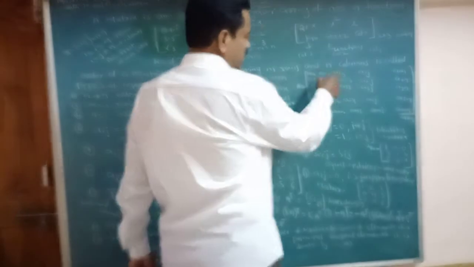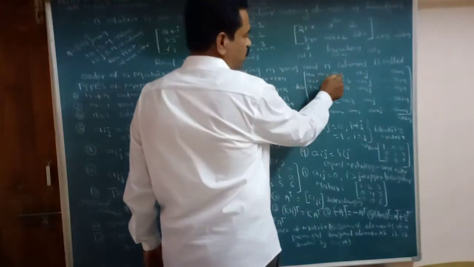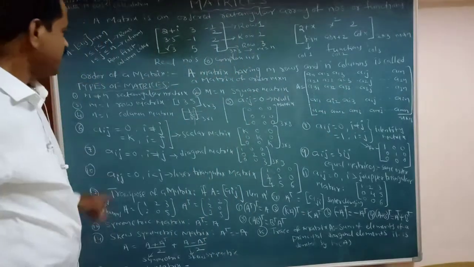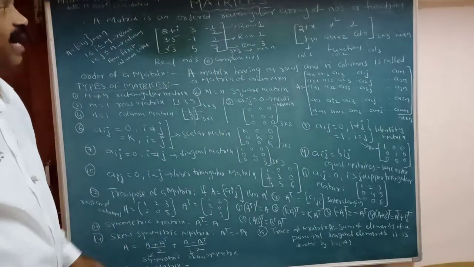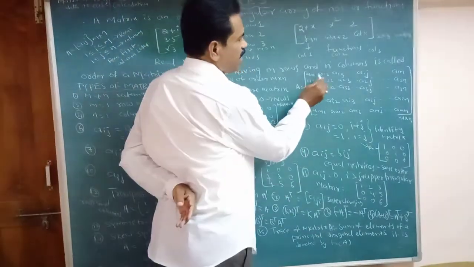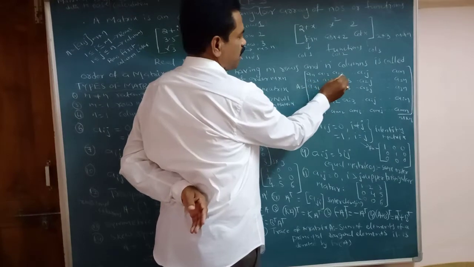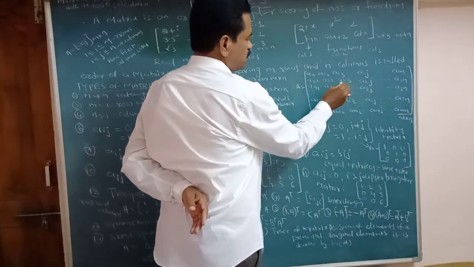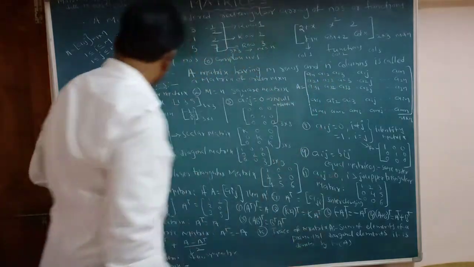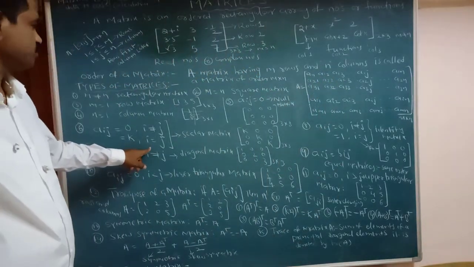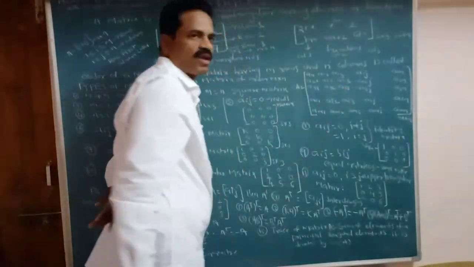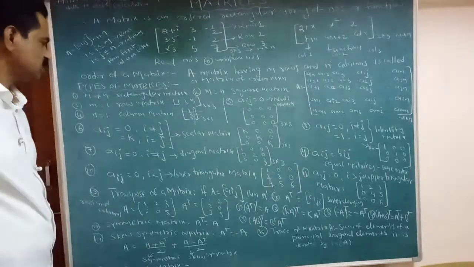For example, you take a 3 by 3 matrix with entries 1,1, 1,2, 1,3, 2,1, 2,2, 2,3, 3,1, 3,2, 3,3. In this one, Aij equals 0 when i not equal to j. That means the entries 1,2, 1,3, 2,1, 2,3, 3,1, 3,2 are 0, except where i equals j, that is 1,1, 2,2, 3,3.